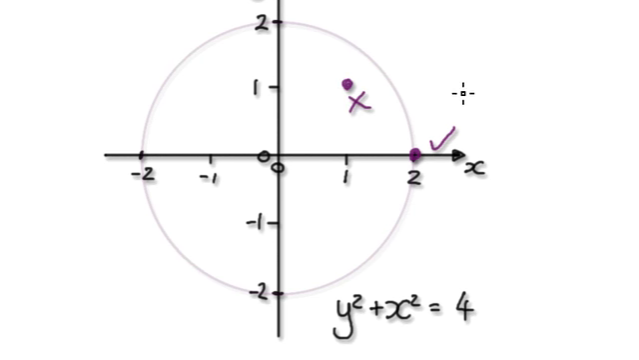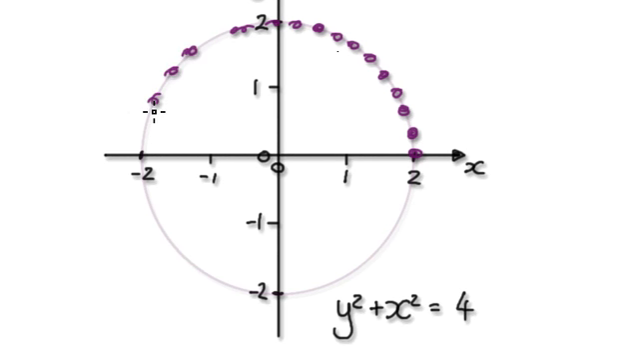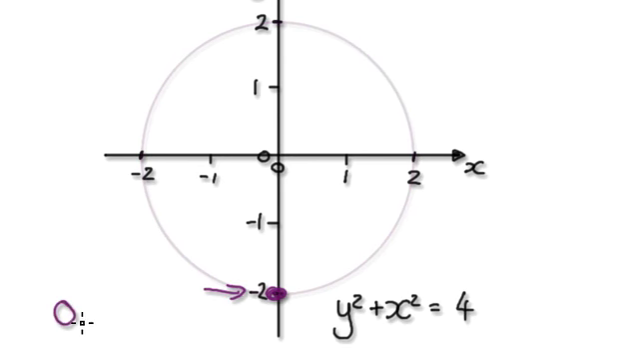1, 1 would be bad. 3, 1, somewhere around here, would be bad. And as it turns out, if you try all these points here, they would be good. All these points here will be good. So eventually you will get a circle.